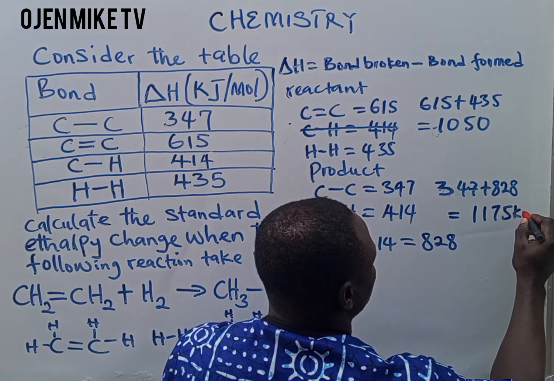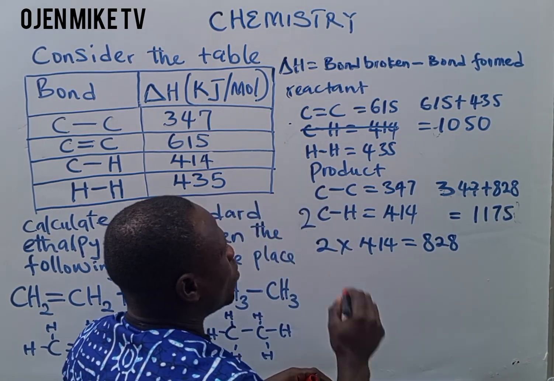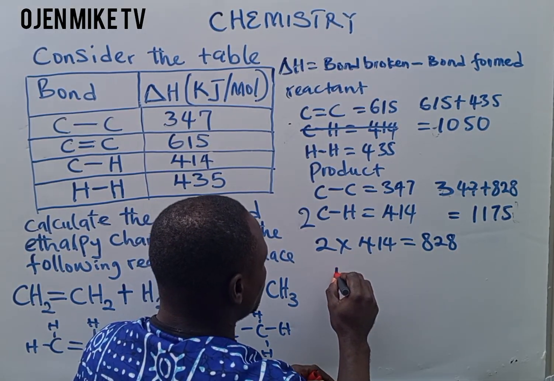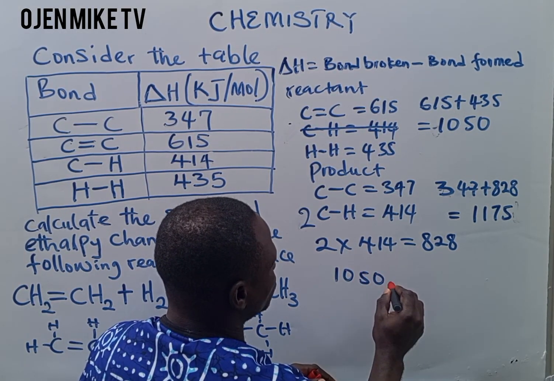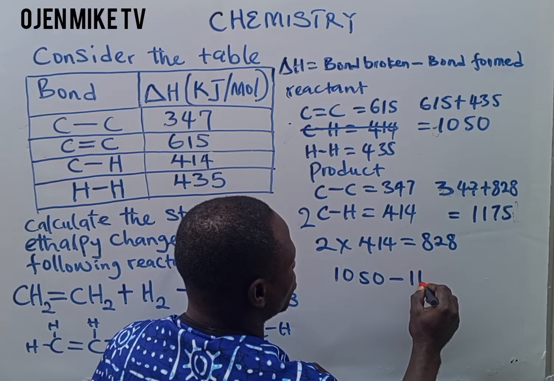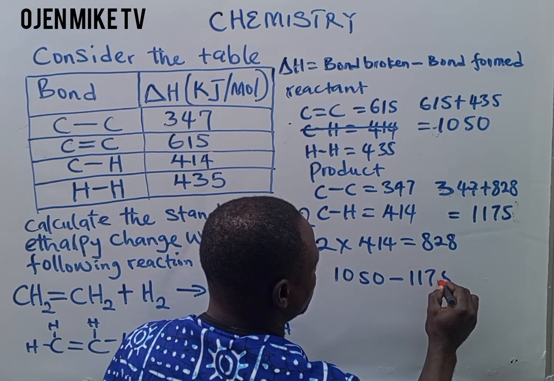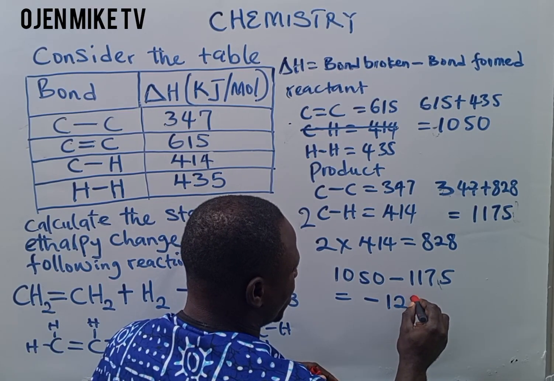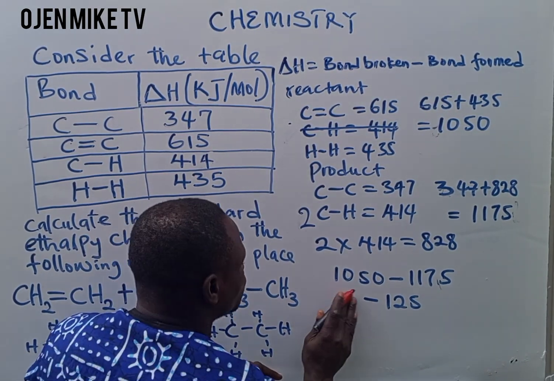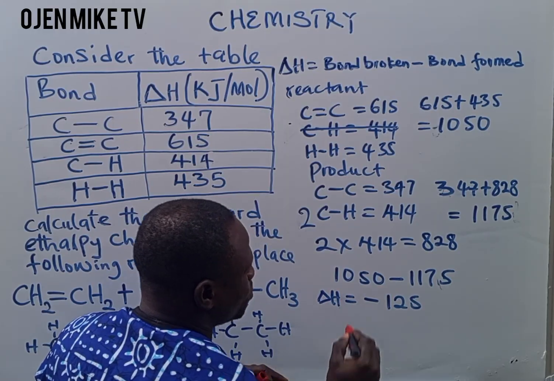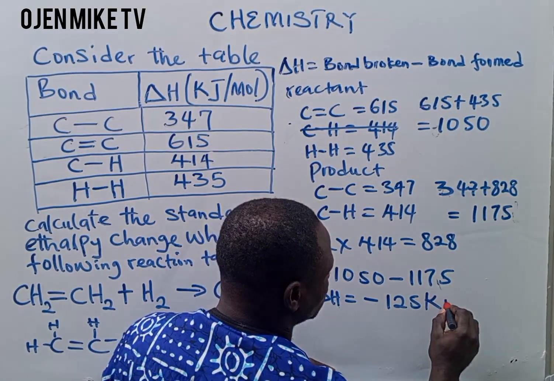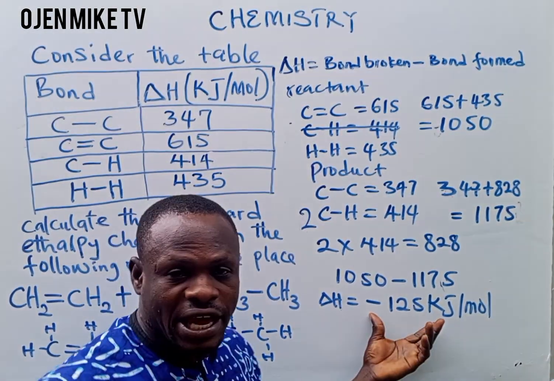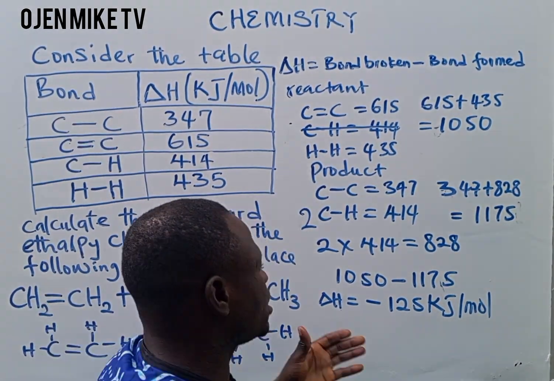The unit is kJ. Now substitute into our formula. We have 1050 minus 1175, which gives minus 125. So the enthalpy change is minus 125 kJ per mole. This is our final answer to the problem that is being asked.